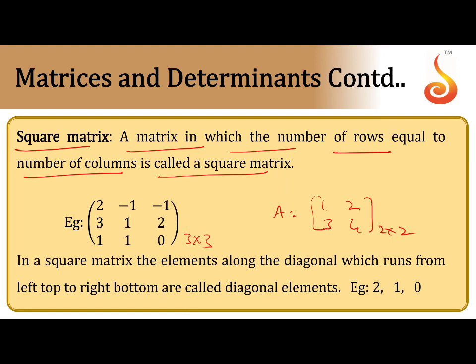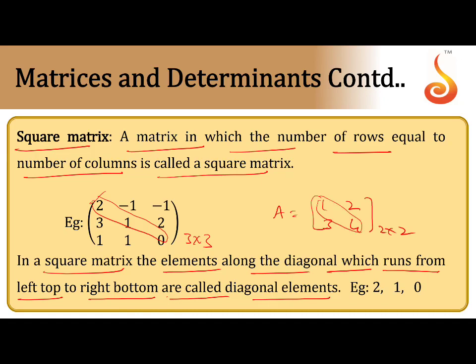In a square matrix, the elements along the diagonal which runs from the left top to the right bottom are called diagonal elements. So these are the diagonal elements. In this matrix, the diagonal elements are 2, 1, 0. This is called the principal diagonal. I hope everyone understands. Next.